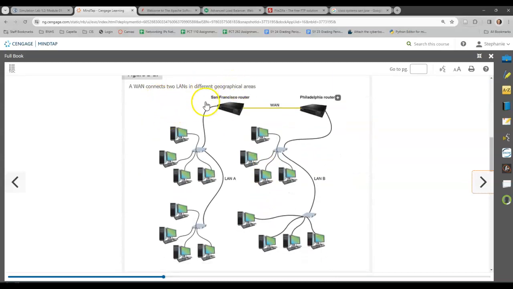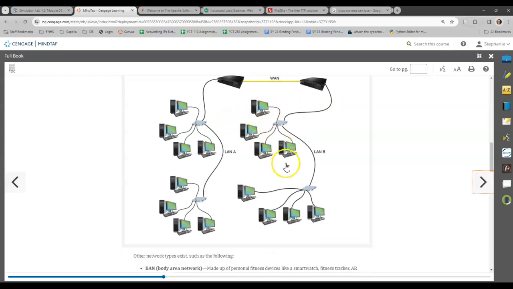A WAN connects two LANs. This is exactly what it is for Cisco networking or HP or any of the big companies. We've got multiple LANs in one area that go across the wide area network to get to another extension. We might have multiple divisions in different areas. This one happens to have a Philadelphia office, and then we have the San Francisco office. So they're connecting through the WAN, and this could just be anywhere.